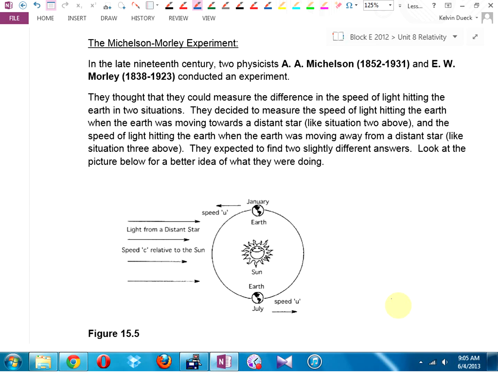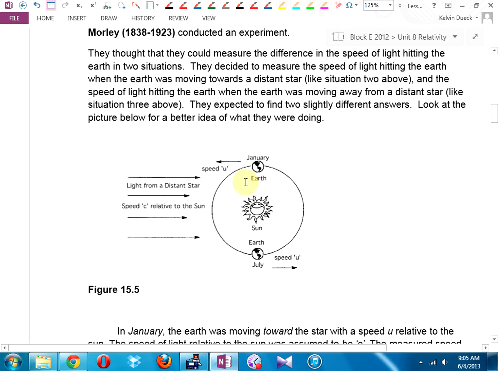But they didn't. So understand that the Michelson-Morley experiment, they figured the same baseball thing that I just did with you, but we're going to use the Earth and a star. We're going to do it cosmically. So here is the picture. This is what they were trying to do.